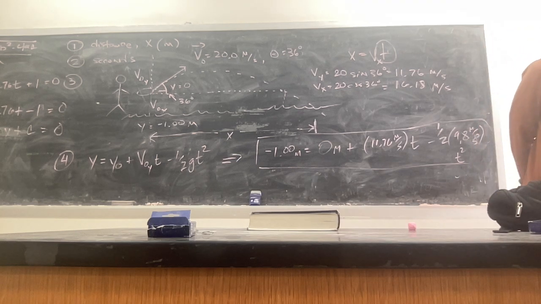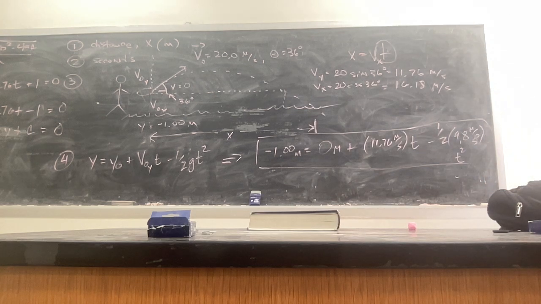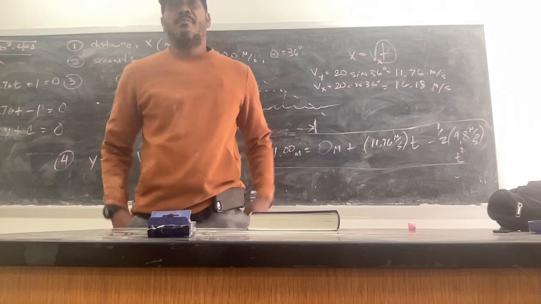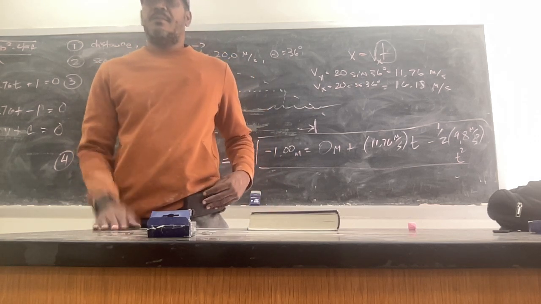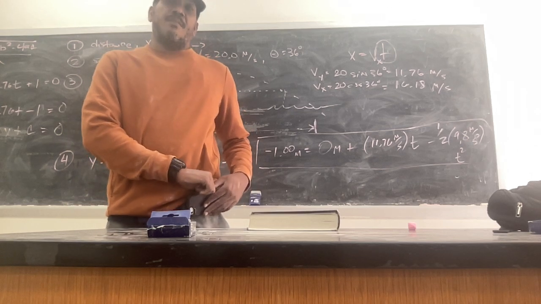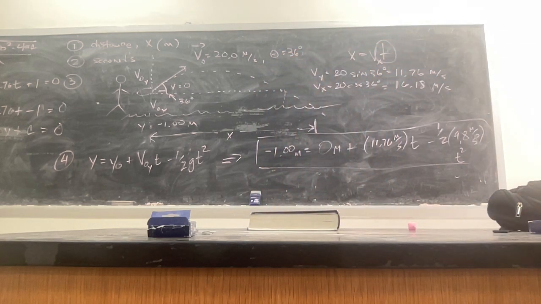Nobody got an answer yet? You stuck? I got negative 13.07. One of them is negative. One of them is negative. So you're on the right track. That's not the number, but you're on the right track. One of your numbers should be negative.